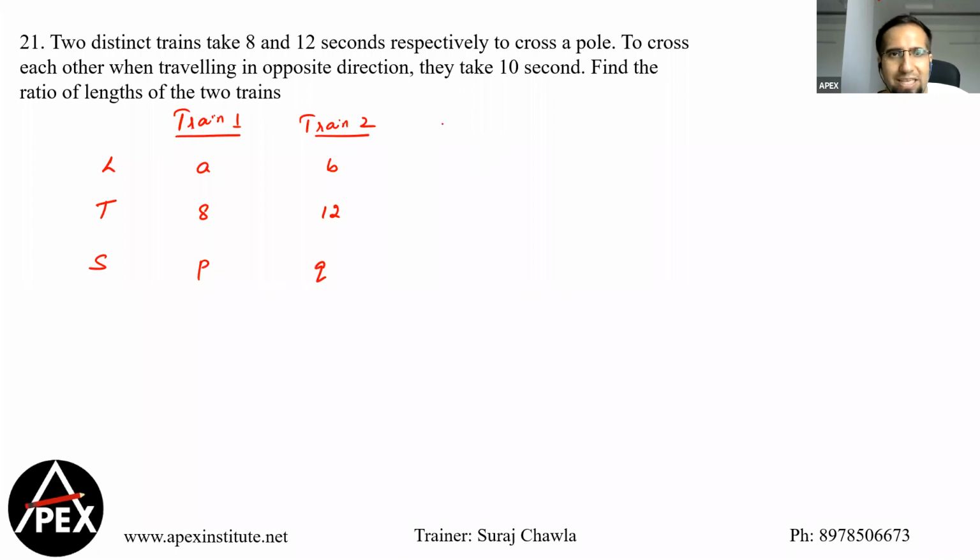Okay. So can I say the time taken is equal to length by speed in the first case? And in the second case, time taken is equal to length by speed. Distance by speed and distance by speed. So I have two equations here, okay?